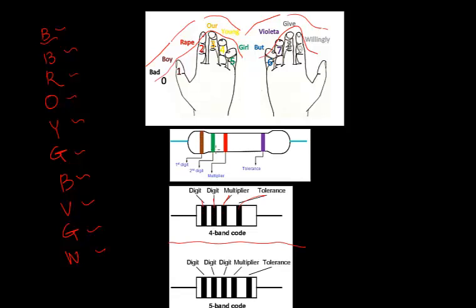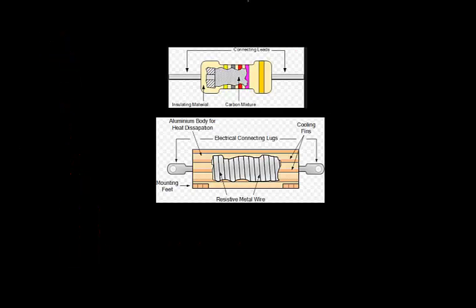Here you can see all the colors. It's a tolerance, multiplier, second digit, and first digit. Here again a 5-band code. So here we are going to talk in brief about resistor construction.